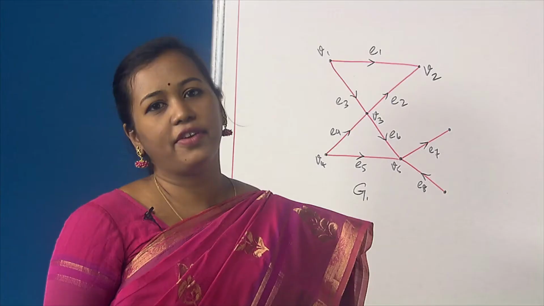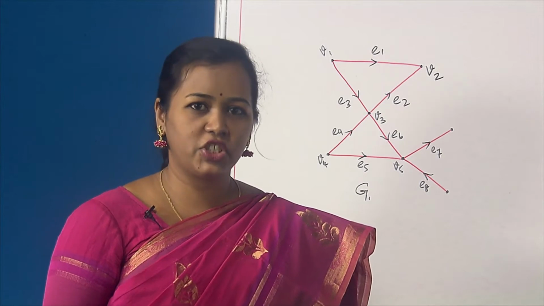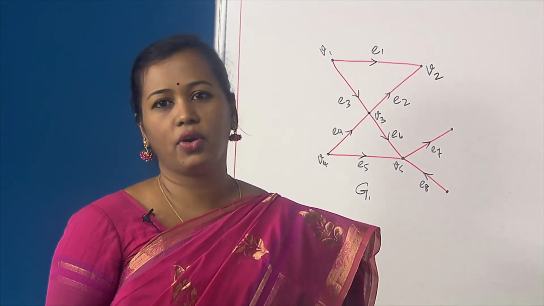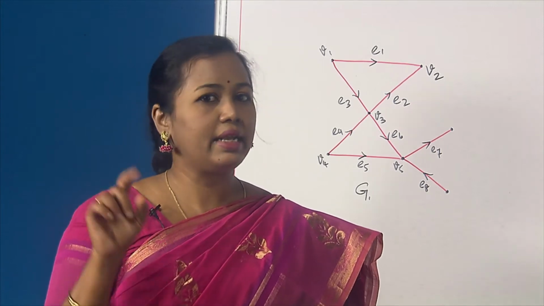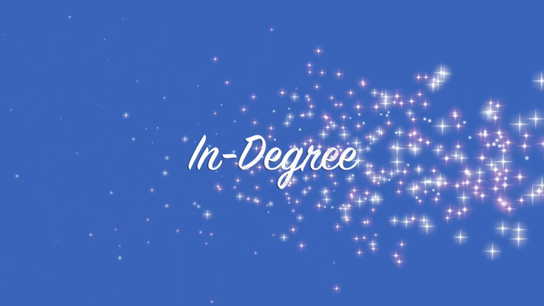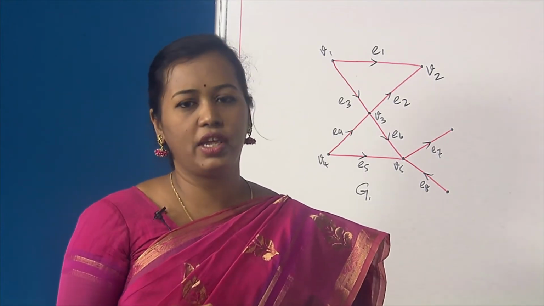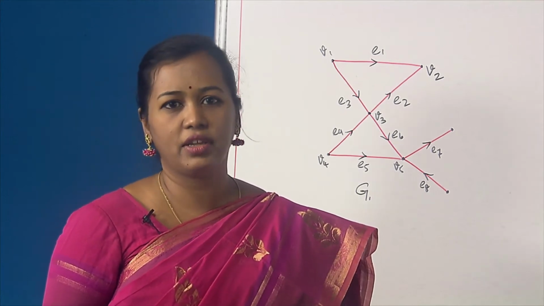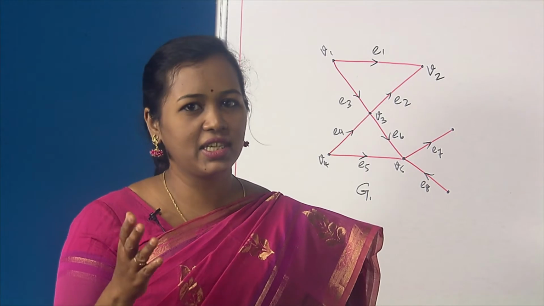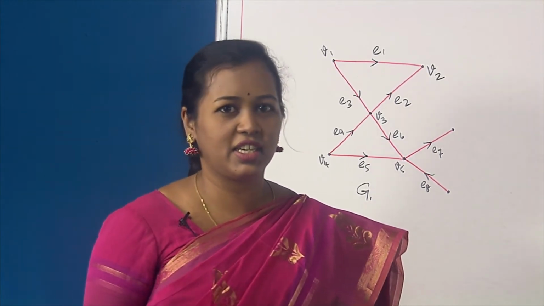Out degree. If v is a vertex of a digraph D, the number of edges incident out of v is called the out degree of v. It is denoted by d+(v). The in degree, on the other hand, is the number of edges incident into v, and it is called the in degree of v. It is denoted by d-(v). Now we shall see some examples to study the in degree and out degree in detail.